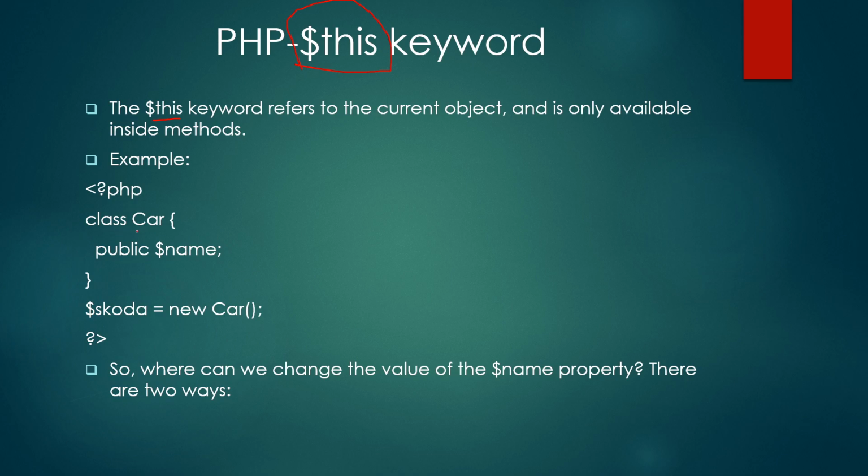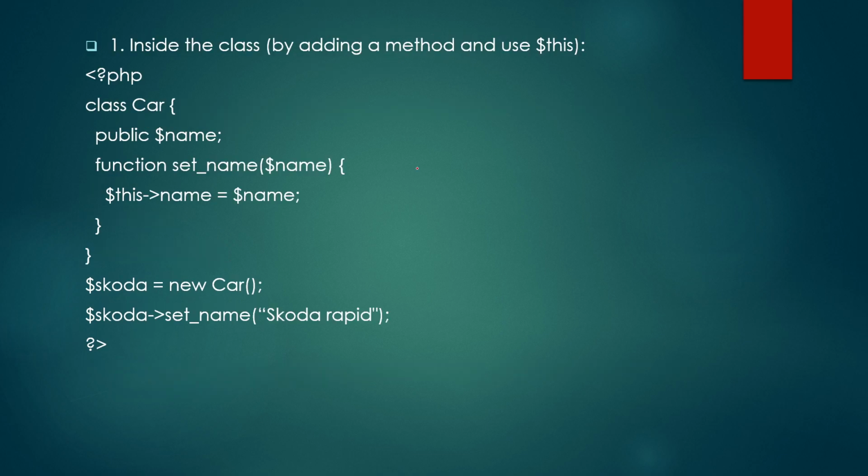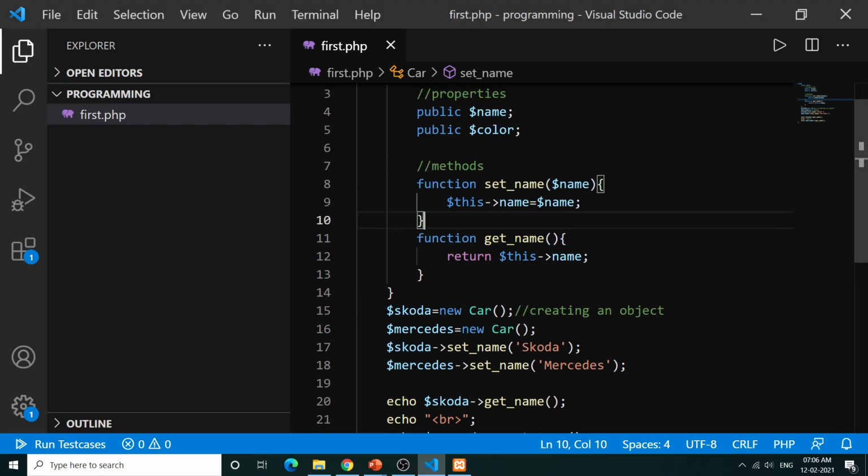We have a class called Car and we have one property called $name. Now I'm simply creating the object of this class. So where can we change the value of the $name property? If I want to assign a value to this variable, how can I do it? There are two ways. First is inside the class, by adding a method and using $this. I will just show you. Here we made use of methods and we used the this keyword to assign a value.